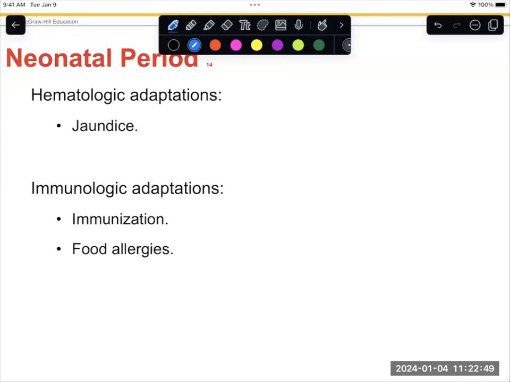Food allergies may develop when the immune system recognizes food antigens as pathogenic antigens. The most common allergies: milk, eggs, wheat, soy, and peanuts.